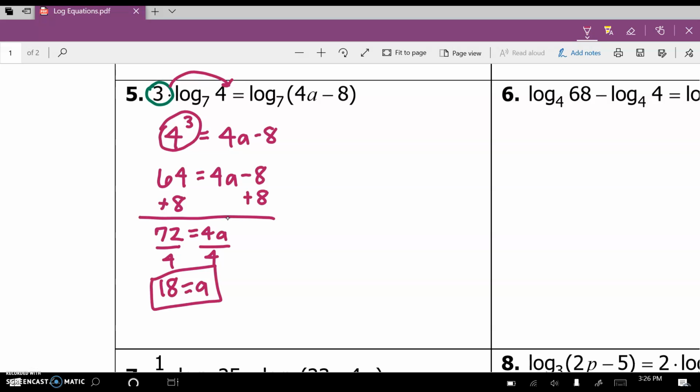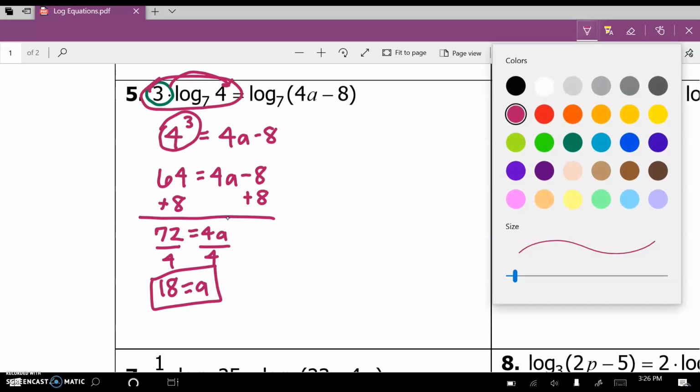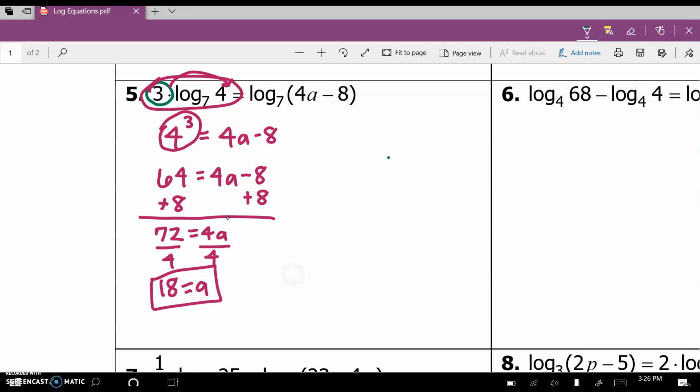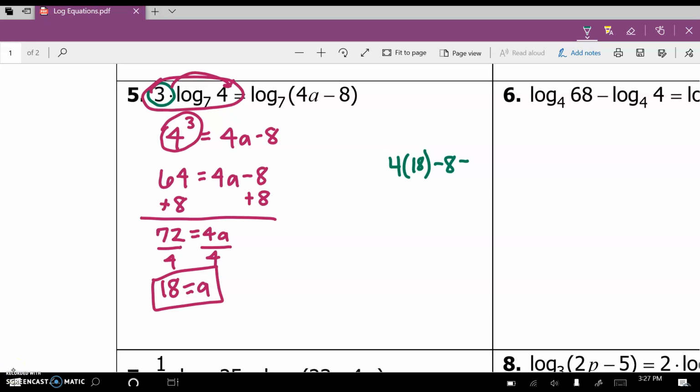Okay, again, we need to check. There's nothing I can really plug in on the left side because it doesn't have any variables to plug in, so I need to just plug it in on the right side and make sure. So 4 times 18 minus 8. And then 4 times 18 minus 8 is 64, which we just said is the same thing as 4 cubed. So again, we know that that math checks out as well. So we're good there.